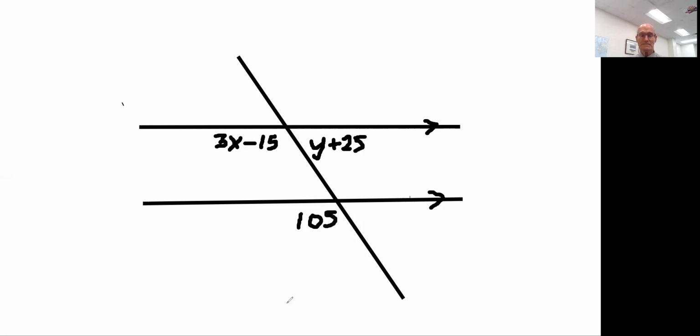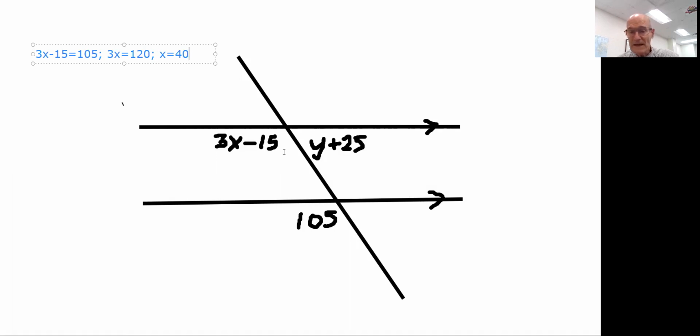So what I know here is that the angle of 3x minus 15 and the 105 are corresponding angles. And because they're corresponding angles, I know they're congruent. So I can set an equation that says 3x minus 15 equals 105. And then I can solve that. If I add the 15, I have 3x equals 120. And then I can divide by 3, so I get x equals 40.